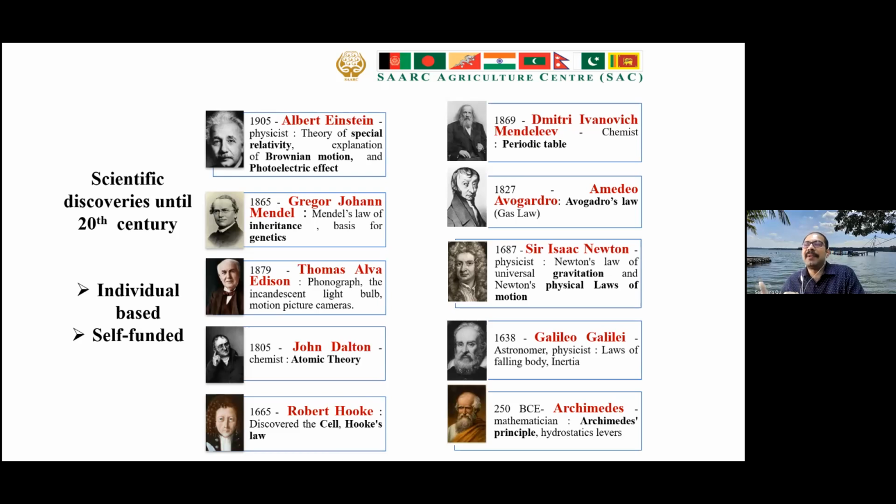If we say periodic table, definitely we tell it as Mendeleev's periodic table. If we say about the law of inheritance or the basis of genetics, we know Gregor Johann Mendel. When we talk about the n number of discoveries Edison made, even it is bulb or motion picture cameras or different things, we know that it is Thomas Alva Edison. Atomic theory, we remember that it is Dalton. And when it comes to laws of falling body, like gravity, we know Galileo Galilei, and we know the Archimedes principle.